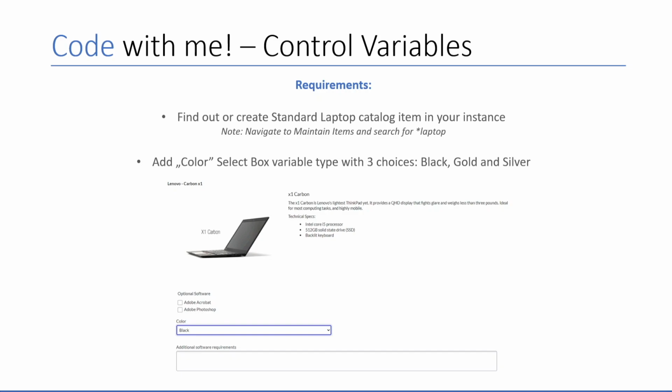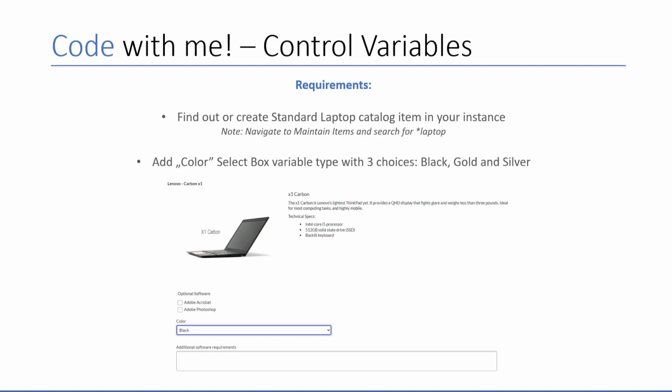This time we'll be creating some catalog client scripts in order to control our catalog item variables. So what are our requirements this time? First of all, you need to find a standard laptop catalog item in your PDI instance. It should be here out of the box, so you should be able to find it when you navigate to maintain items and search for star, which means contains laptop.